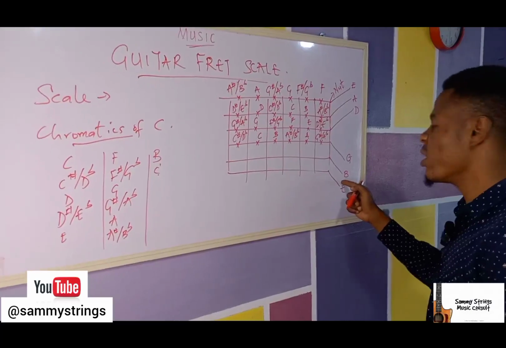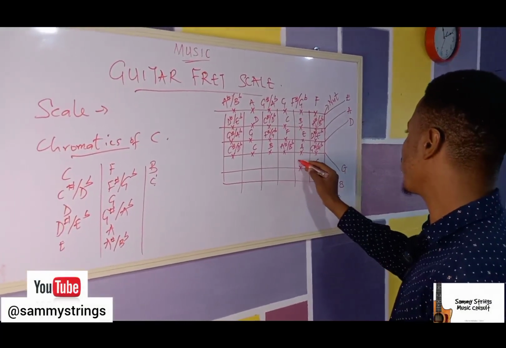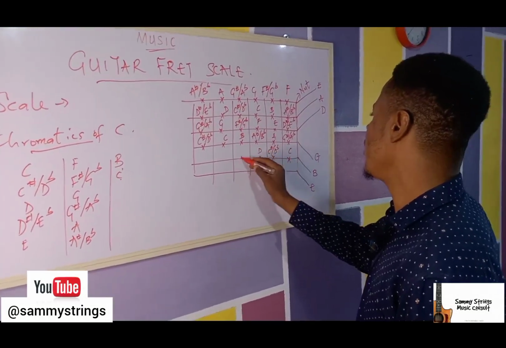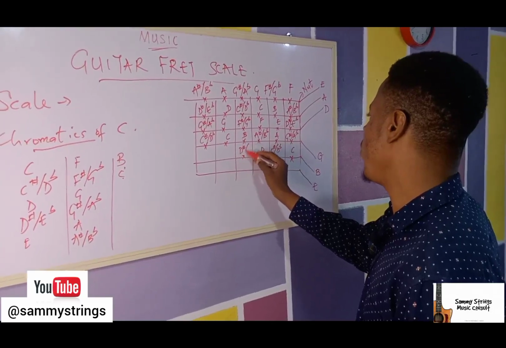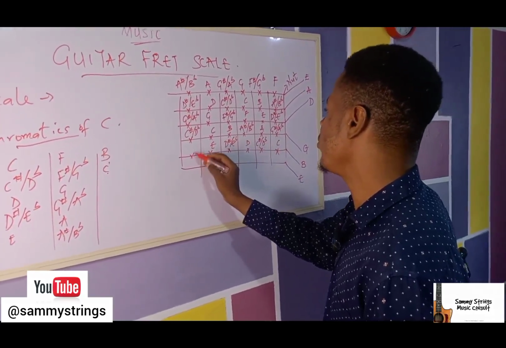Then now bringing it down to the second string, I have this to be my C. This becomes my C sharp or D flat. Then this becomes my D. This becomes my D sharp or E flat. This becomes my E. Then I now have this to be my F.